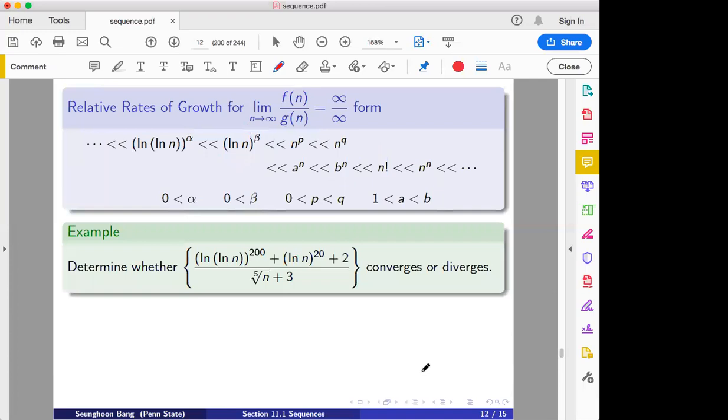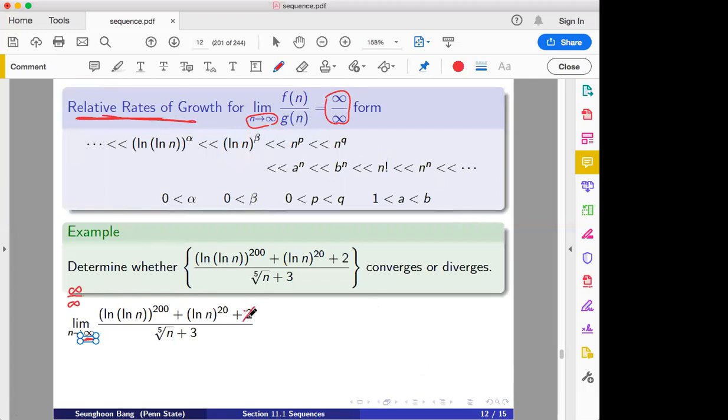So I want to give one more example. For this problem, you can take the limit. Only think about the first one. N approaches infinity. The top one is infinity. The bottom one is infinity. Infinity over infinity form. N is going to infinity. Yes, we can use relative rate of growth.